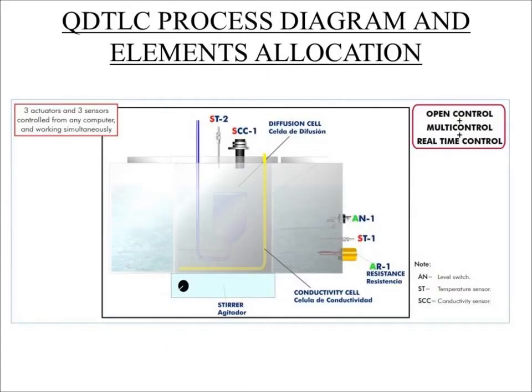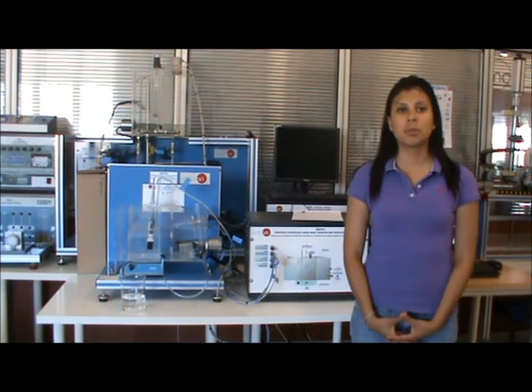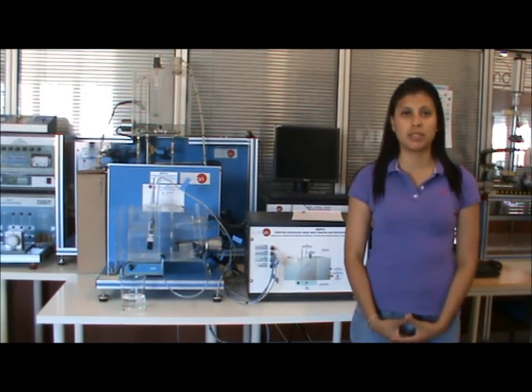QDTLC process diagram and elements allocation. This diagram shows how the 3 actuators and the 3 sensors are controlled from the computer and how this works simultaneously. We are going to perform practice number 1, application of Fick's law for the determination of diffusivity.